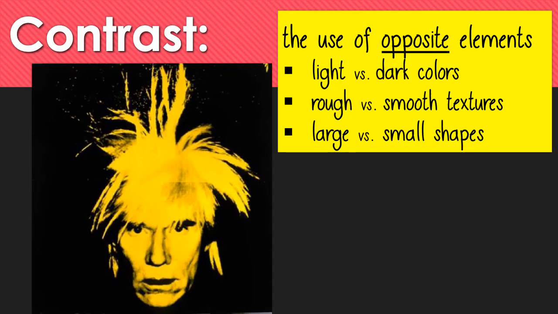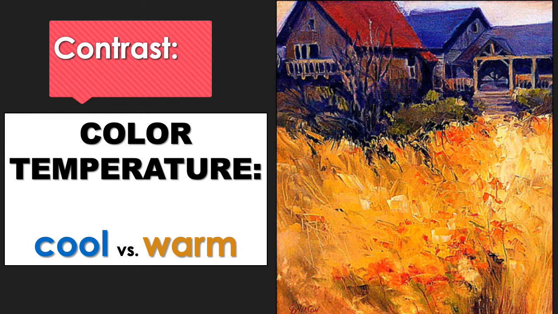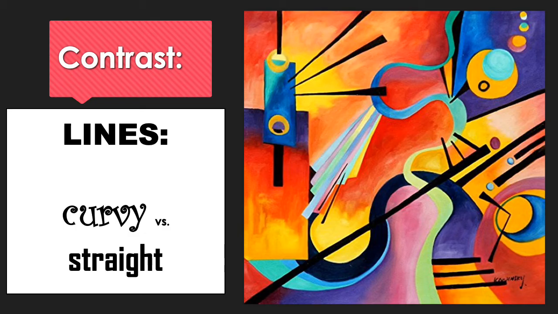In this print, you can see that we have a bright color versus a dark color. You can have contrasting color temperatures. So cool colors, where the house is cool colors of blues and purples, versus warm colors of the land, of reds and oranges and yellows. You can have contrasting lines, so curvy lines versus straight lines.